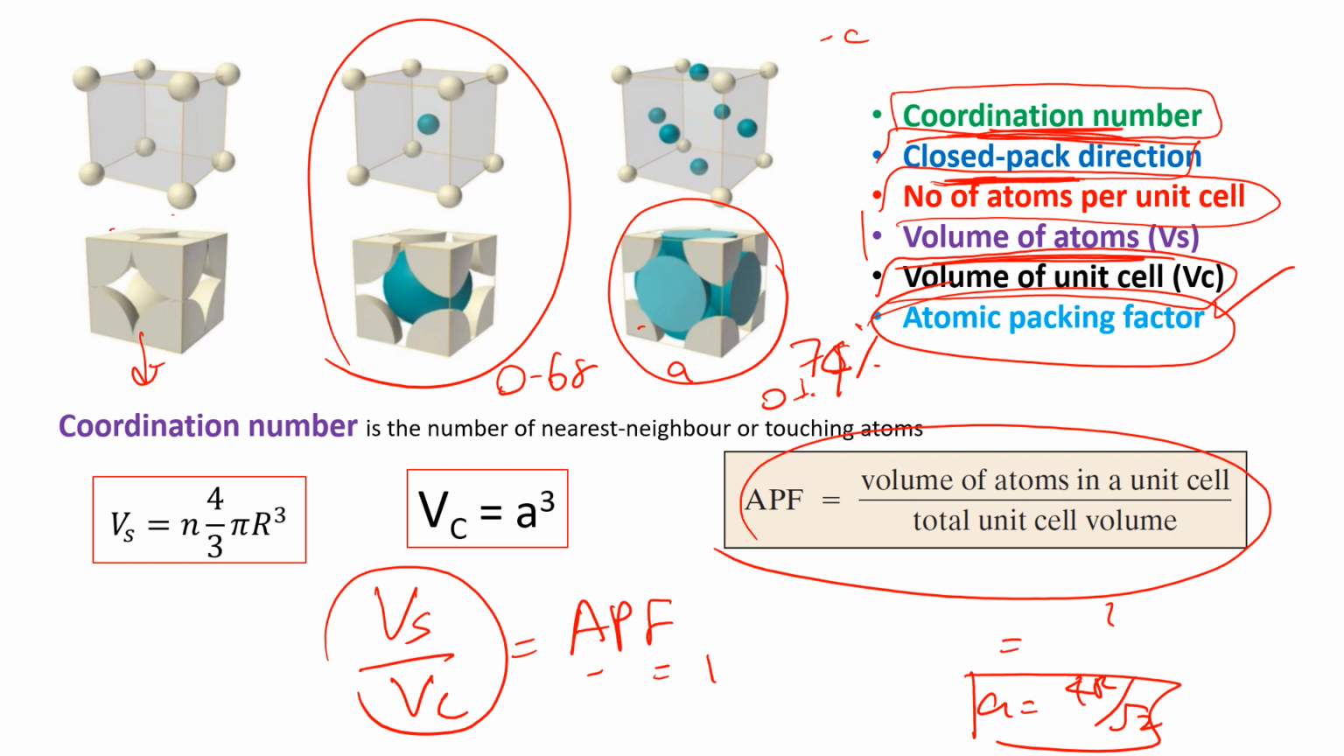So we don't have many simple cubes, because elements staying in a simple cube is very rare, because they are not densely packed. So most elements are either BCC or FCC, and we don't have many with the simple cube. So are we good with this theory up to here? Any question?